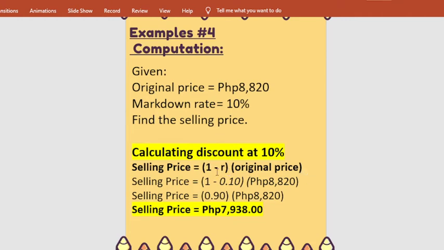Then substitute the value of rate and the original price. So selling price is equal to 1 minus 0.10 times 8,820. So selling price is equal to 0.90 times 8,820, which is equivalent to 7,938 pesos. So this is the new price. Selling price, which is 7,938 pesos. Did you get the same answer? Okay, very good. Next.